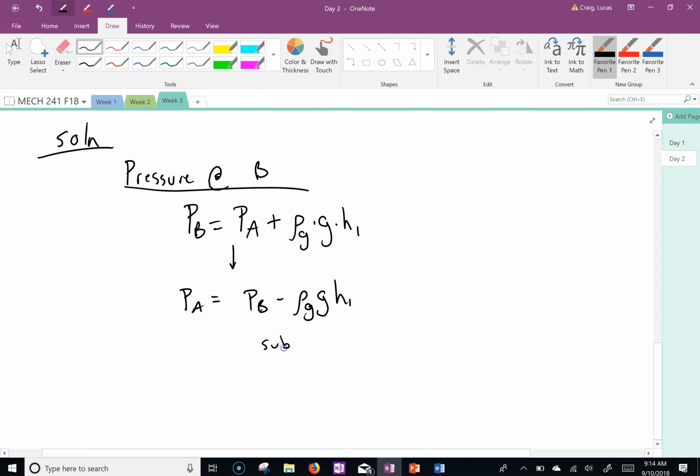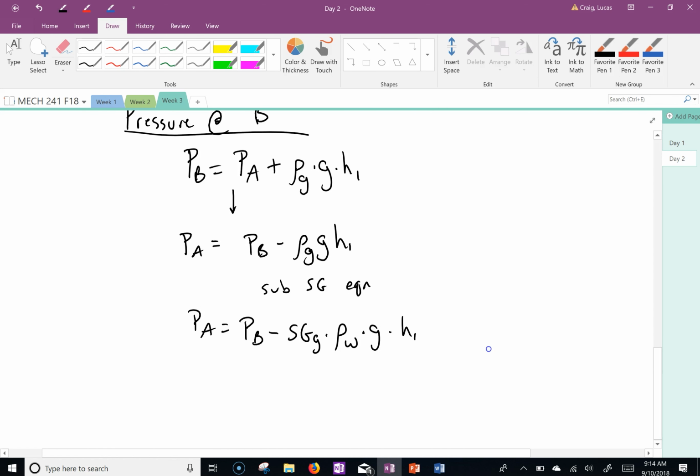Then, if you're going to sub in the SG equation, just tell me. Okay? So it's PB minus SG of the gas times rho W times G times H1. We're going to do this a couple more steps, and then we'll finally plug our numbers, okay? And I'm going to call this equation 1.